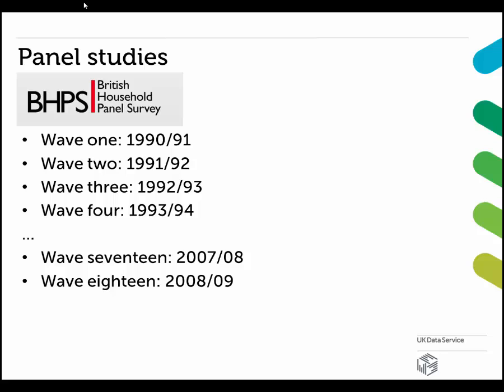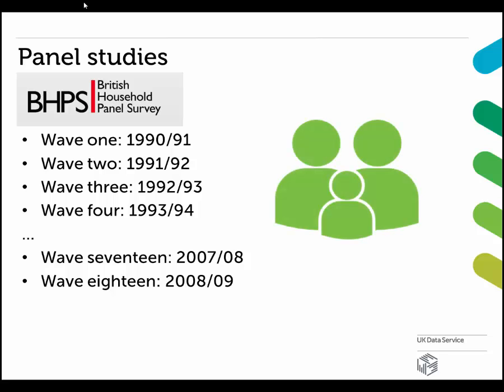There were 18 waves. Panel members were interviewed first in 1990 to 91, and the same members were interviewed each year until 2008 to 9. The BHPS is a household panel that gathers information on all persons living in the household of a panel member at each time point. Researchers get a detailed picture of whole households and the dynamics between household members.